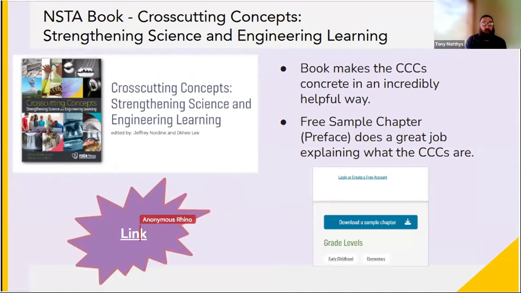Maybe the best part about it is that the very best chapter is the one they give away for free. If you click on the link, it'll take you to where you can buy the book from NSTA, and it'll also have a download sample chapter button. It's like a 7-page preface. It's really short, and it really powerfully lays out this vision of CCCs as a tool or a lens. It really helped change the way that I think about CCCs and made a lot of things click for me. So if you have a little bit of time, I highly recommend that sample chapter.